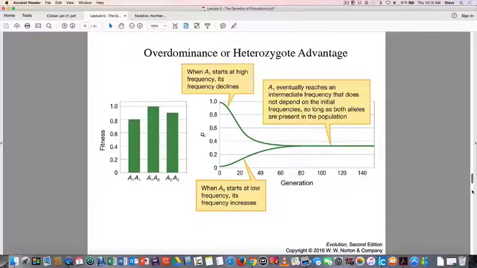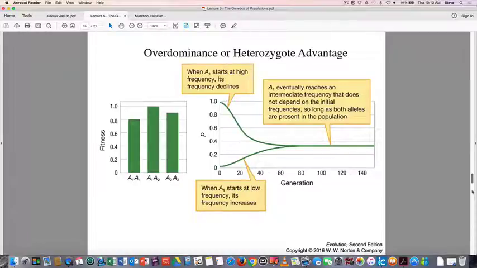So this can be an interesting case where, in overdominance or heterozygote advantage, A1 eventually reaches an intermediate frequency that does not depend on the initial frequencies in a population, right? Whether it's near 0 or almost near fixation, so long as both alleles are present in the population. Okay, so it turns out this is a fairly rare phenomenon.